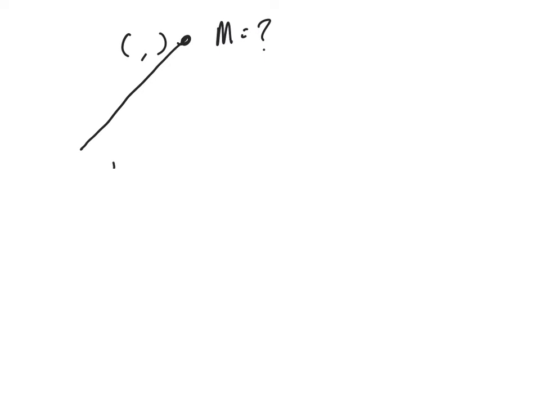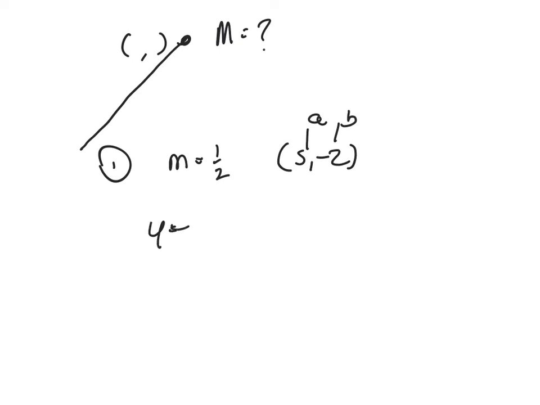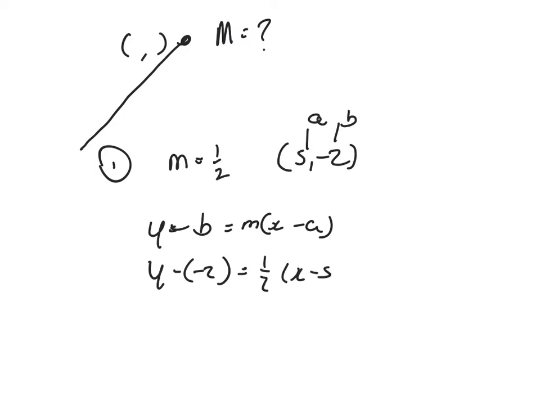First one, we're going to find the equation of the straight line which has a gradient of 1/2 and passes through the point (5, -2). Okay, so we can label that the point (a, b). The gradient is m equals 1/2. So that will be y minus b equals m bracket x minus a. That's y plus 2 is equal to 1/2 bracket x minus 5.